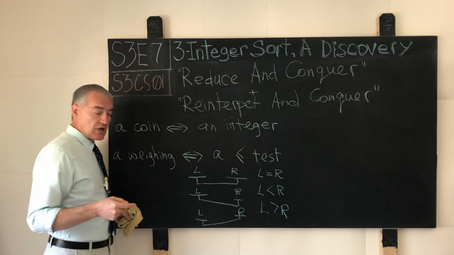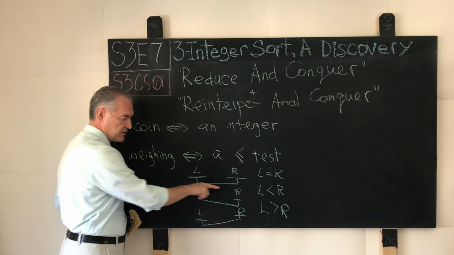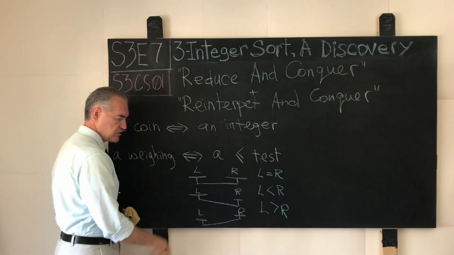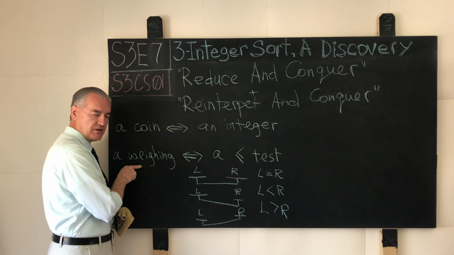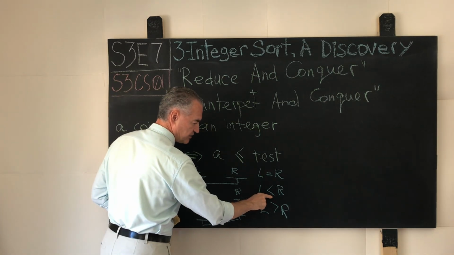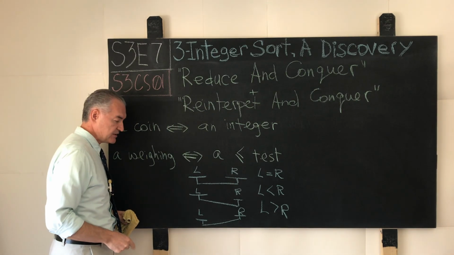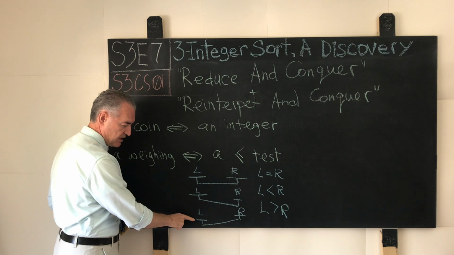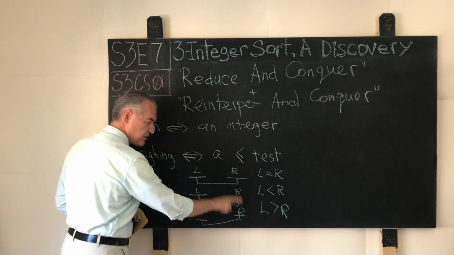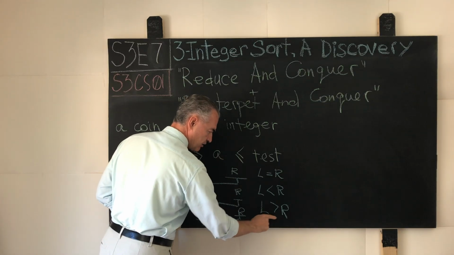The second outcome that's possible in this case is when the left pen goes up and the right pen goes down. We capture this experimental result in the world of weighing coins algebraically as L is strictly less than R. And the third and final outcome of a single weighing could be what? The left pen goes down while the right pen goes up. We capture this experimental result algebraically with L greater than R.